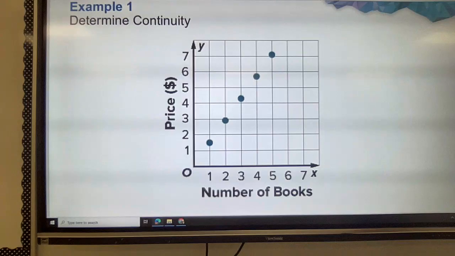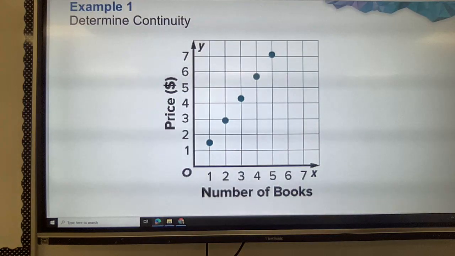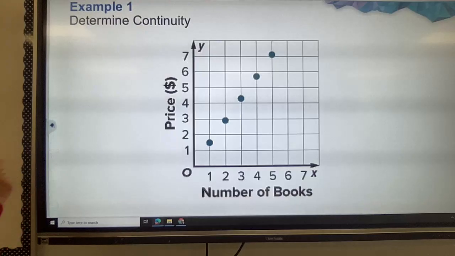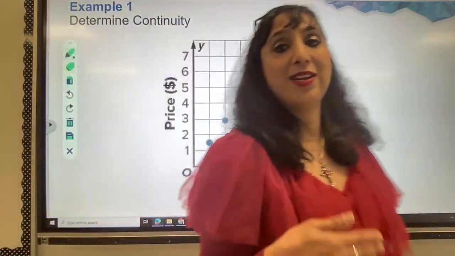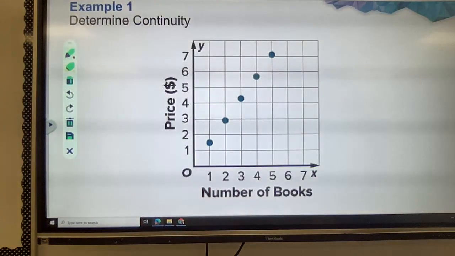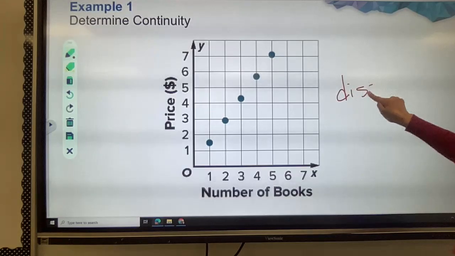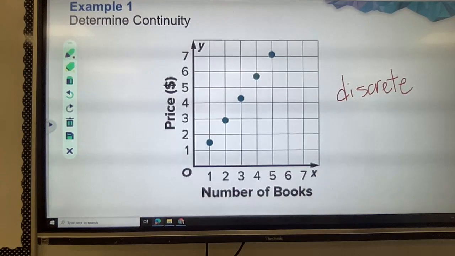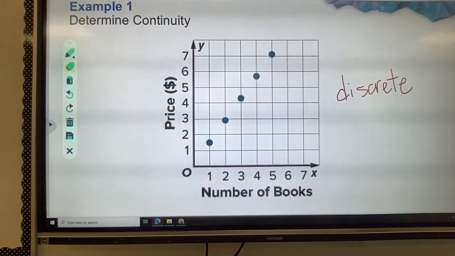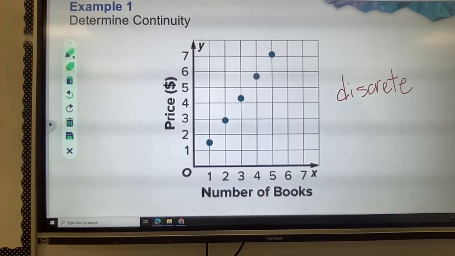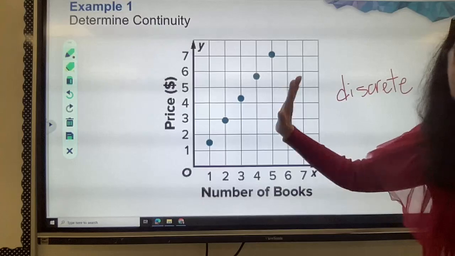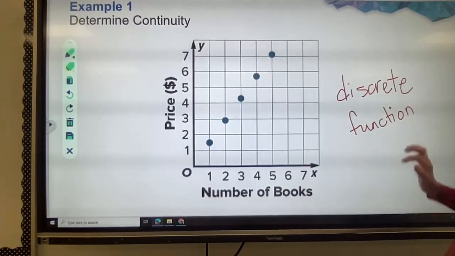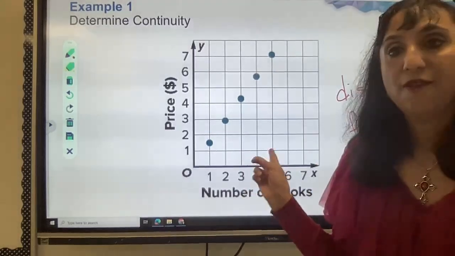All right, so the points should not be connected, and because they are not connected, what is this? We just talked about it: when points are not connected, it is going to be a discrete function. This is a discrete function, again, because the domain and range are sets of individual values.